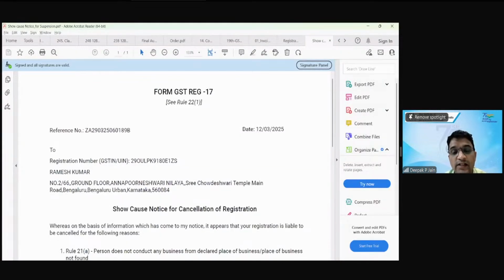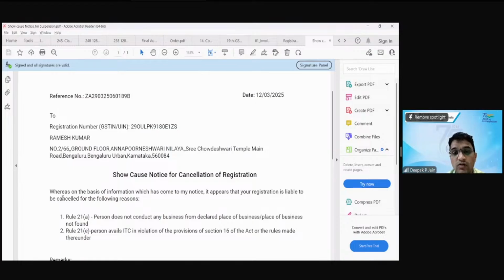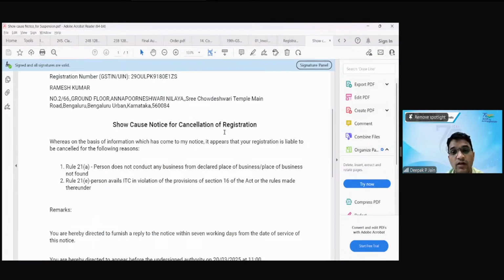Form GST REG-17. This will be the reference number, their internal computer generated reference number, date, the latest is 12th March, to the registration number, Ramesh Kumar, his address and so on. This will be how the show cause notice will appear. Show cause notice for cancellation of registration, where the reasoning will be given, saying why I want to cancel.